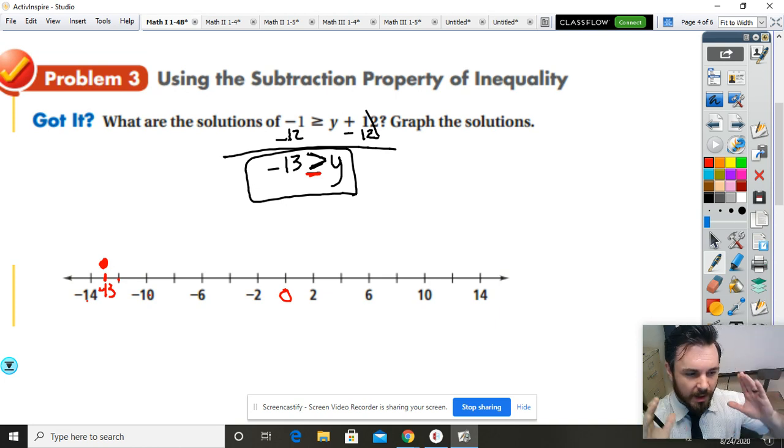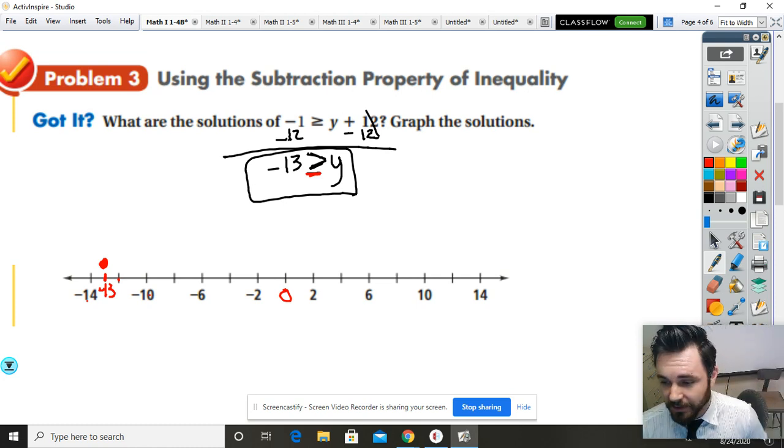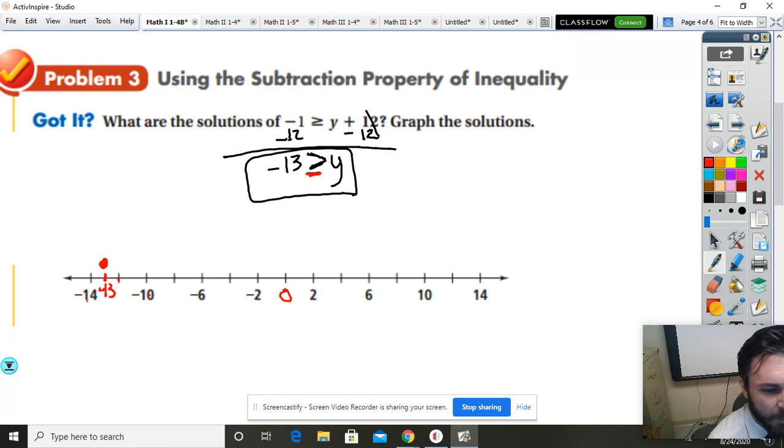And this is why I'd rather you understand the meaning, the definition behind inequality. Because look, y is all the values less than negative 13. According to my inequality, all the values of y is everything less than negative 13. So if we look at our graph, which direction would be less than negative 13? Well, we get less as we go to the left, so I need to make my graph point this direction.